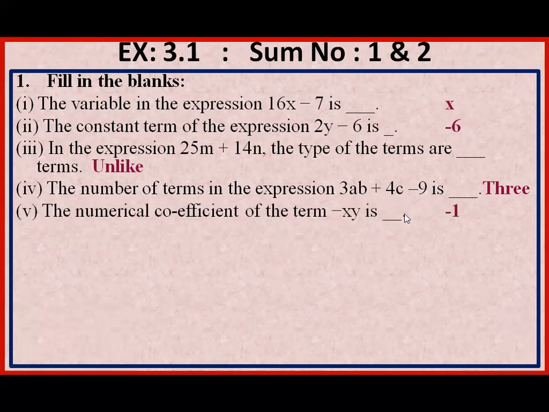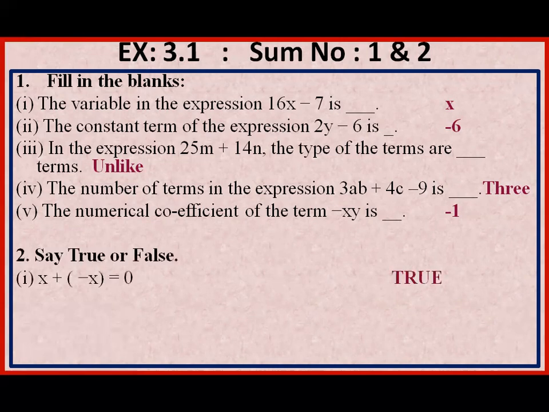The numerical coefficient of the term minus xy. As I told you already, the number is called the numerical coefficient and the variables are called the literal coefficient. Here they are asking you for the numerical coefficient. Since there is no number, it is taken as 1. So minus 1 is the numerical coefficient of the term minus xy.